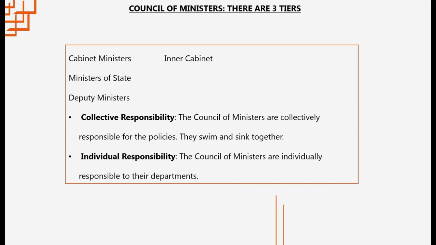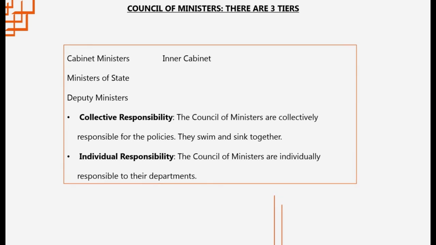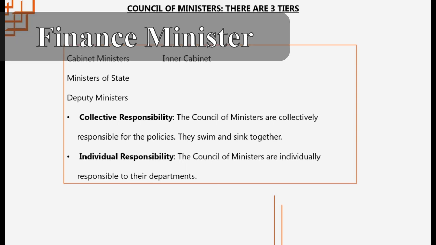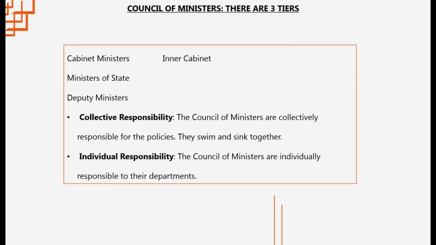The above ministers have to be members of either House of Parliament. A minister who is a member of one house has the right to speak and take part in the proceedings of the other house, but has no right to vote. For example, the Finance Minister Nirmala Sitharaman is a member of the Rajya Sabha.